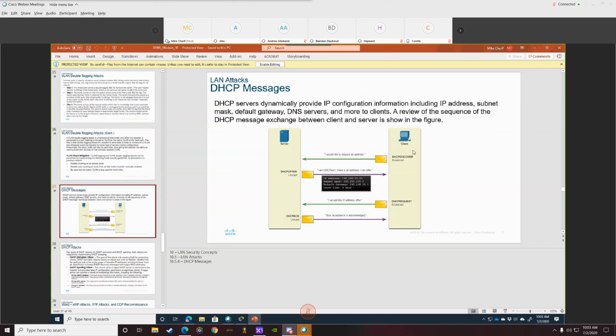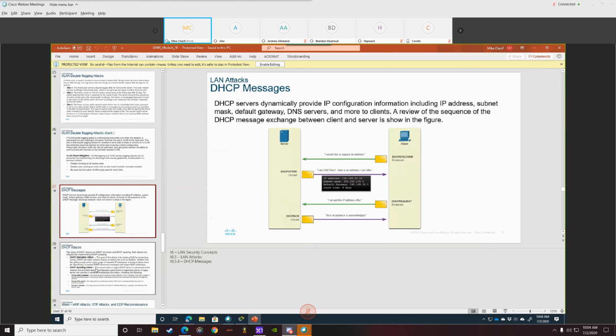DHCP messages: there's always a conversation between the client and server, about four messages going back and forth. The client sends a Discover. That's DORA, you remember DORA? Discover, Offer, Request, and Acknowledgement. So you would know what kind of traffic is going on that port, because DHCP uses ports 67 and 68.